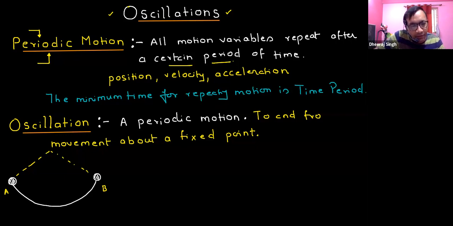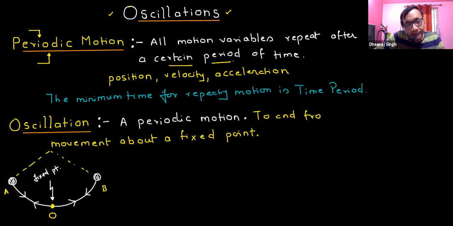Middle of it, over here, this is the fixed point about which what happens? It goes away, then comes back. It goes away and then comes back. So this is your fixed point for the pendulum. All right. This is the fixed point. Back and forth motion for the pendulum like this.